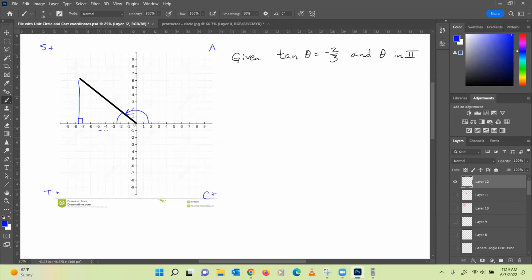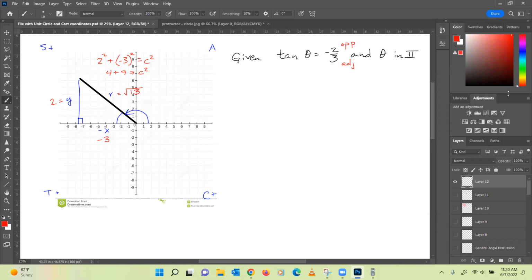Because I've got a -x and a positive y, r is always positive. So tangent is -2/3. Now tangent is opposite over adjacent. So the value of the opposite length is 2. The value of the adjacent length, or the magnitude, would be 3. Which one was negative? It's the x value. We need to find r, a squared plus b squared equals c squared. So r would be the square root of 13.